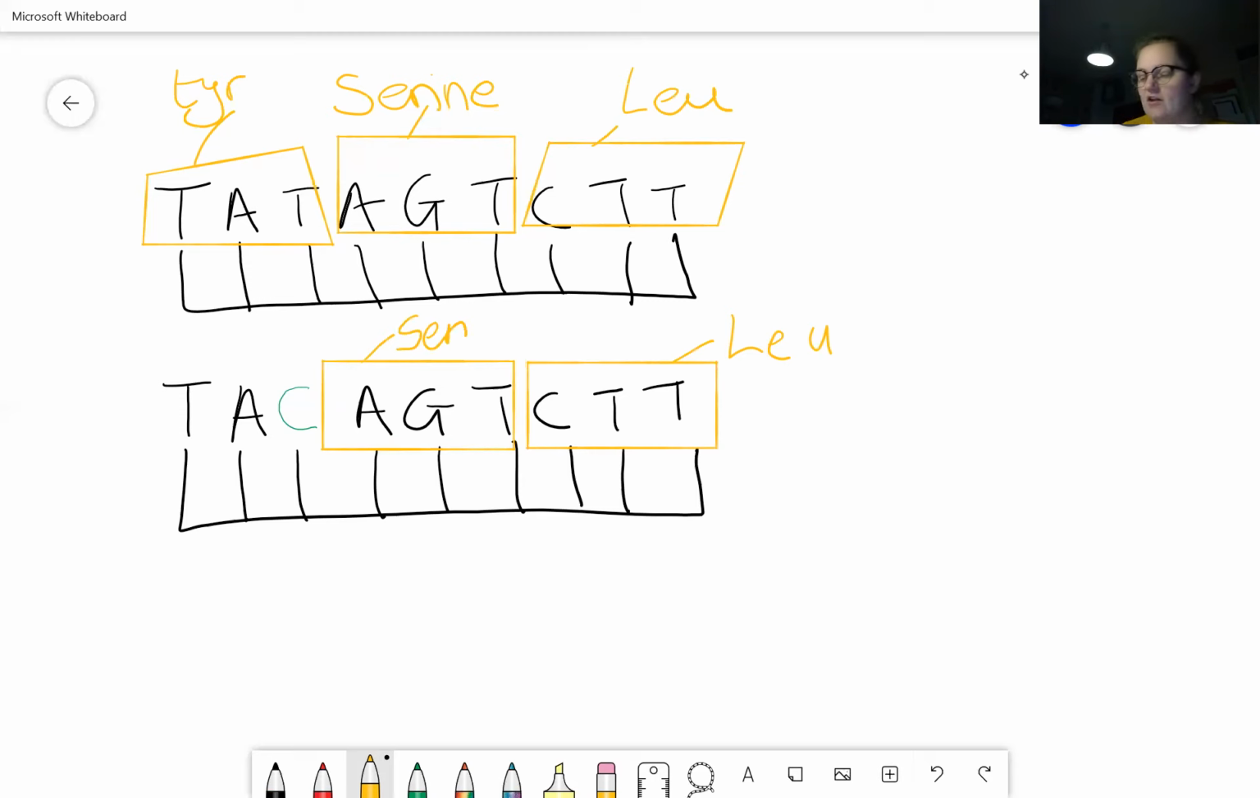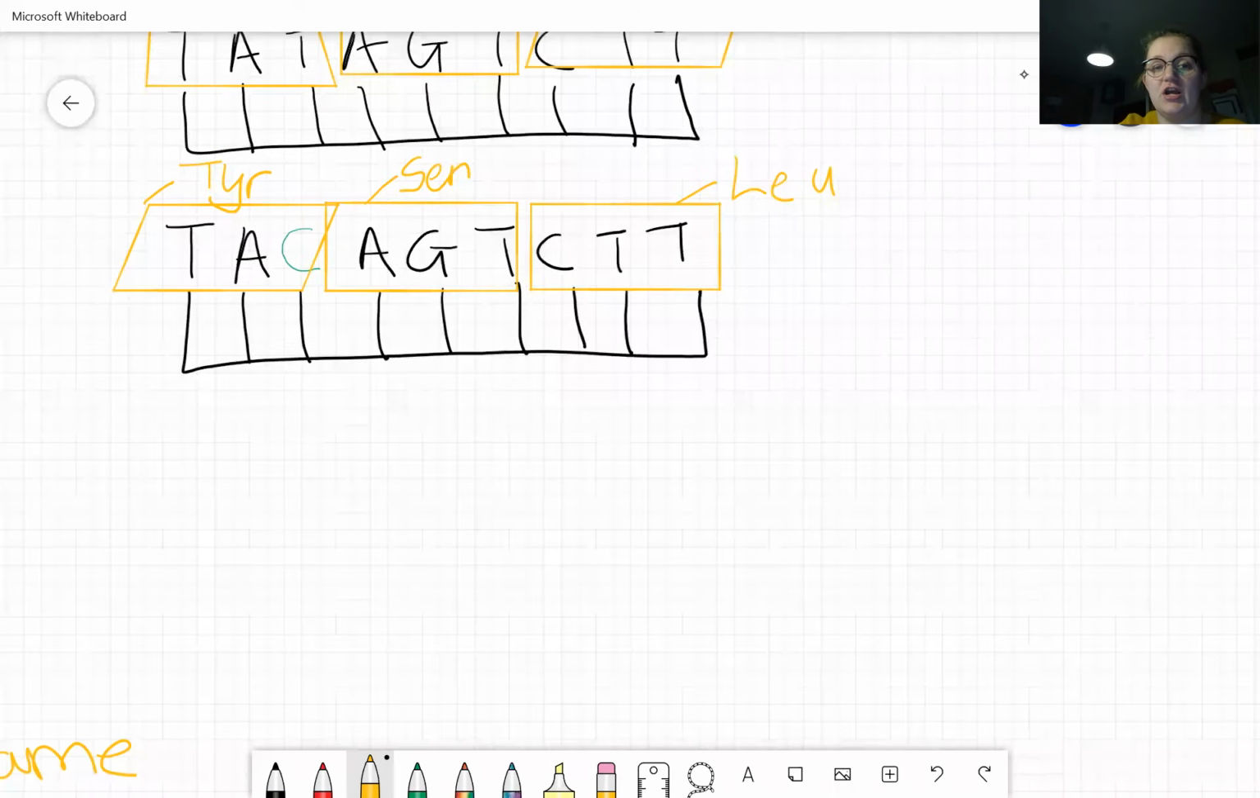Okay, TAC, that's the only one that's changed. Well, TAT codes for tyrosine, but TAC does also. So this stays exactly the same. TAC codes for tyrosine as well. So there is a mutation present, but the polypeptide chain hasn't changed. The amino acid sequence hasn't changed. So there is still a mutation present, but our amino acid sequence hasn't changed.